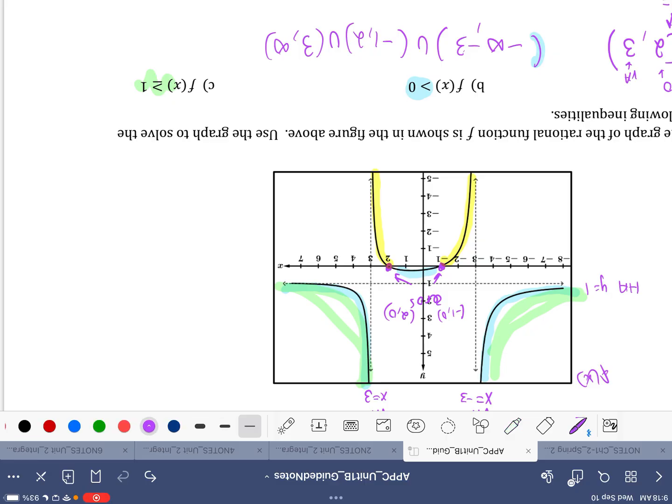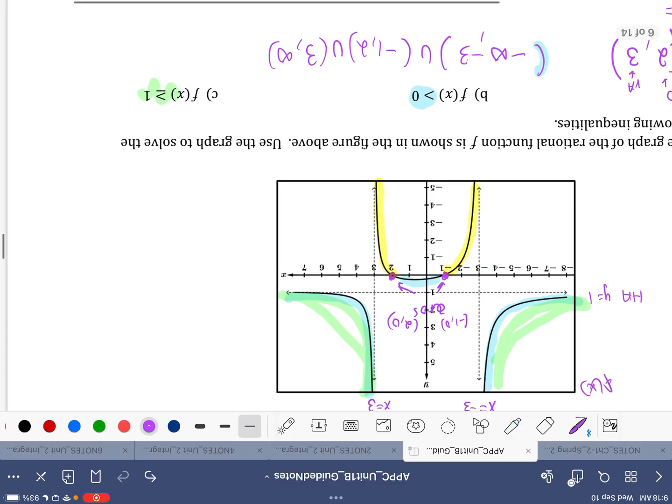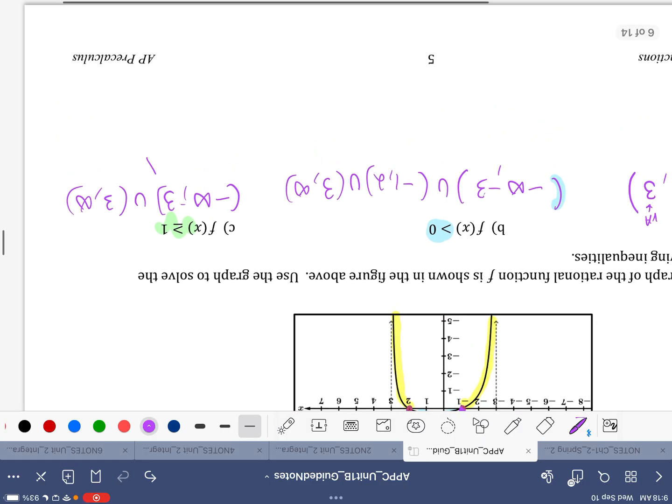All right, where is it bigger than 1? Bigger than 1. Yeah, -infinity to -3 and 3 to infinity. They don't get brackets, even though there is a less than or greater than or equal to. Why don't these have brackets? Right, they're vertical asymptotes, so you can't equal them.